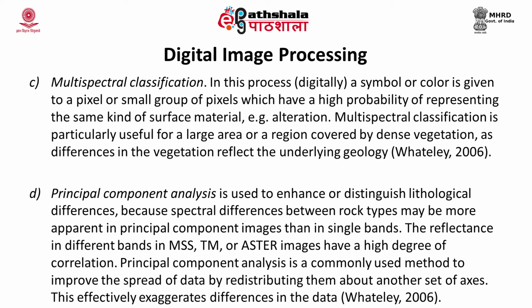It is used to enhance or distinguish lithological differences, because the spectral difference between rock types may be more apparent in a principal component image than in a single band. The reflectance in the different bands in MSS, TM or ASTER images have a high degree of correlation. Principal component analysis is a commonly used method to improve the spread of the data by redistributing them about another set of axes. This effectively exaggerates differences in the data. So, it will be helpful to identify different minerals or rock composition.